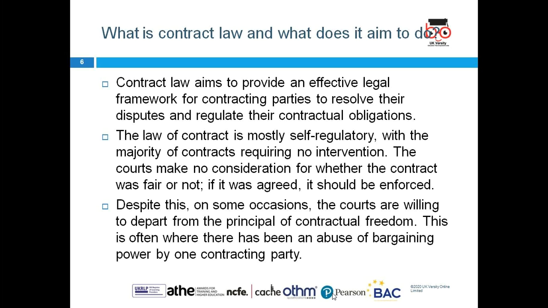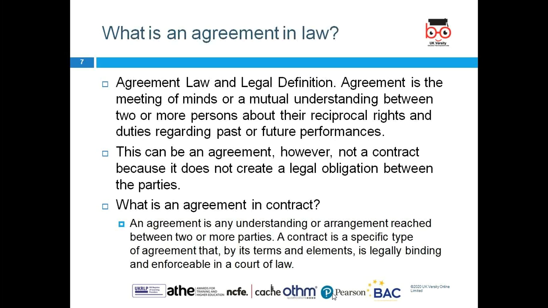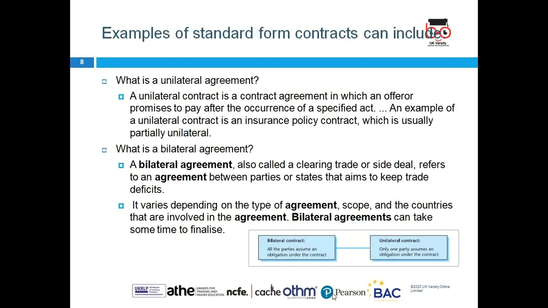But sometimes in some professions, with some terminology, a normal human being may not understand those terminologies. So we need to make sure they understand. Agreement, law and the legal definition. Agreement is a meeting of the minds and mutual understanding. So that's what we need in a contract.